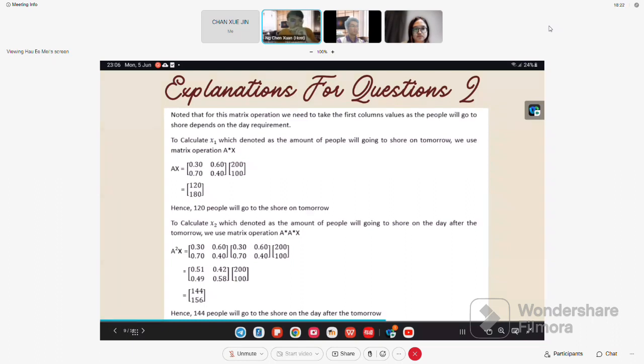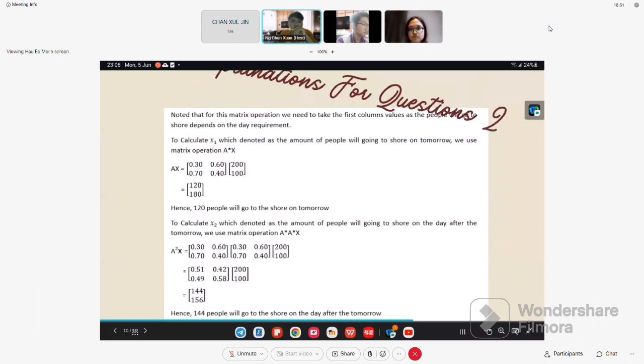So next, we can move on to X2. When calculating X2, which is denoted as the number of people who will go to the show the day after tomorrow, we use the matrix operation A multiplied by A and multiplied by X. So we can rewrite it as matrix A squared X. Using these matrix operations, we get 144 people will go to the show the day after tomorrow. So that's all for question 2. So we will move on to question 3, which is handled by email.